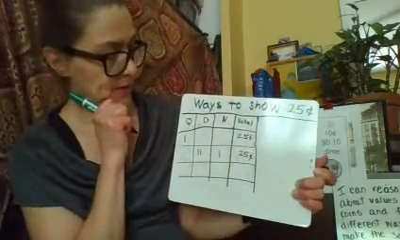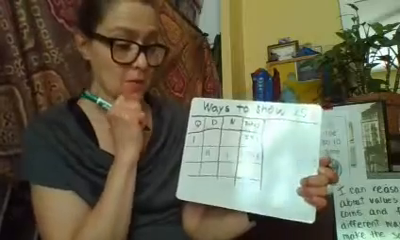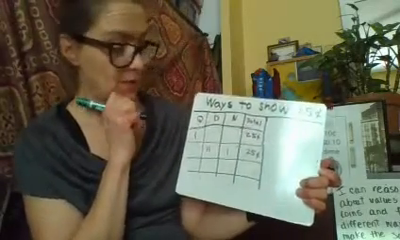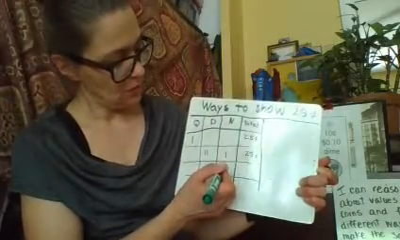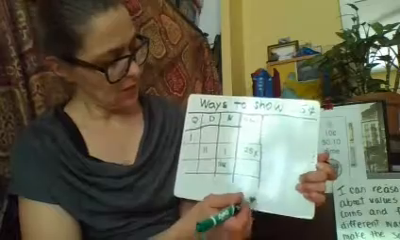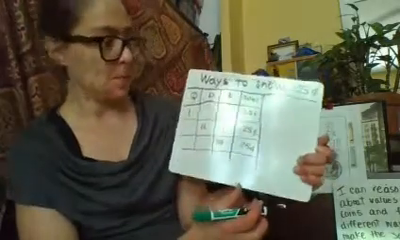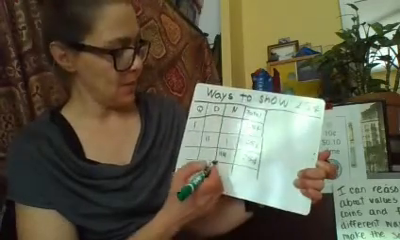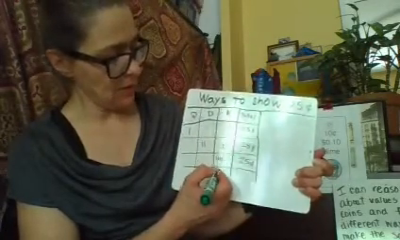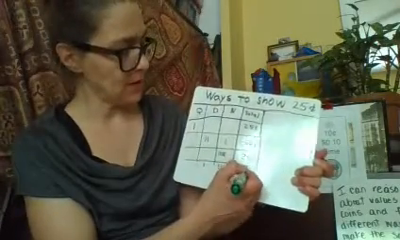Okay? So we could make it one other way. If we have some nickels, we can use 5 nickels, and that would also equal 25 cents. Or we can make a different combination. We could use 1 dime and 3 nickels, and that would also equal 25 cents.